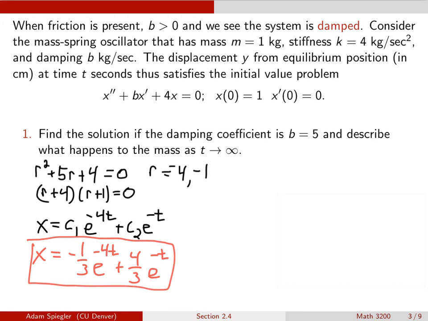So let's take a look at what the graph of this solution would look like. These are exponential terms. So as t goes to infinity, you would expect this is going to go to 0, and this is going to go to 0. So the solution x going to 0 means that this mass would actually come back to rest at its equilibrium position when x is equal to 0. So we don't get any oscillations here. That's a big important point to make.